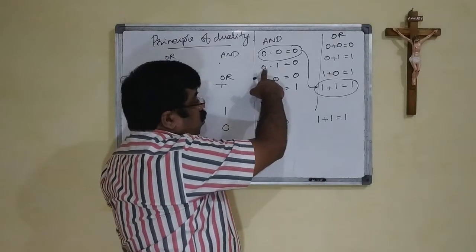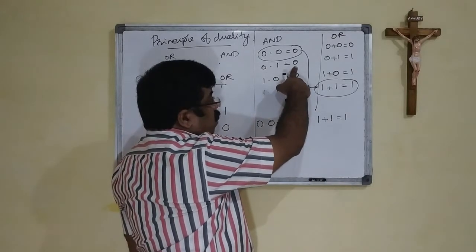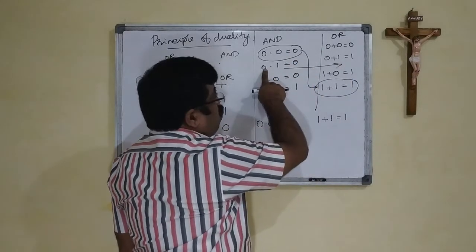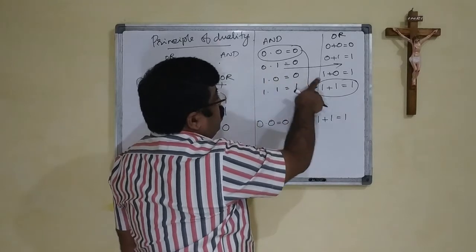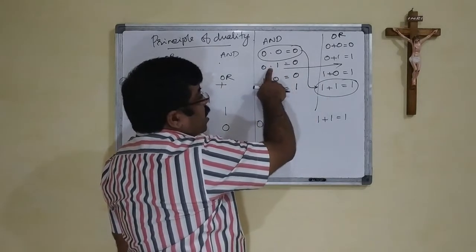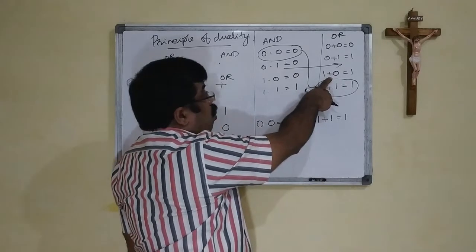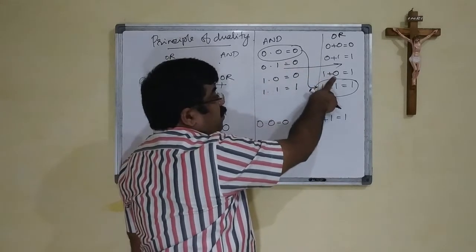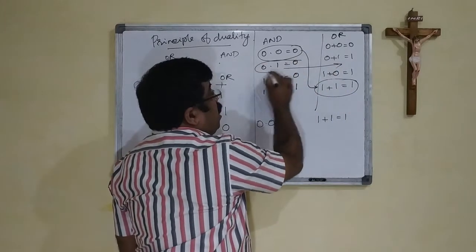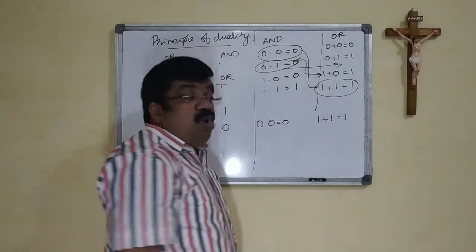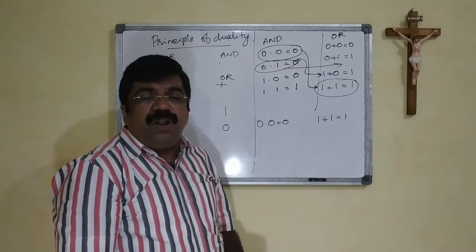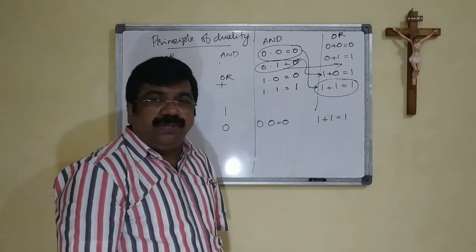Again you can see 0 into 1 is equal to 0. You see the other side. 0 is replaced with 1, AND is replaced with the OR, 1 is replaced with the 0, 0 is replaced with 1. Another Boolean relationship we got. So this is what the principle of duality says.